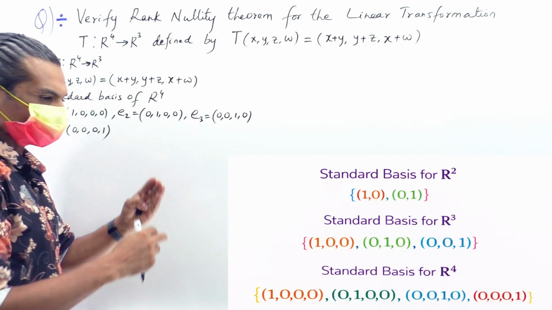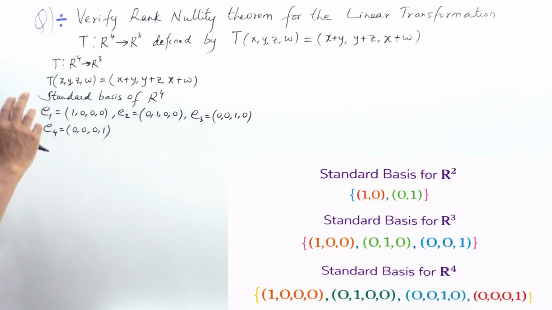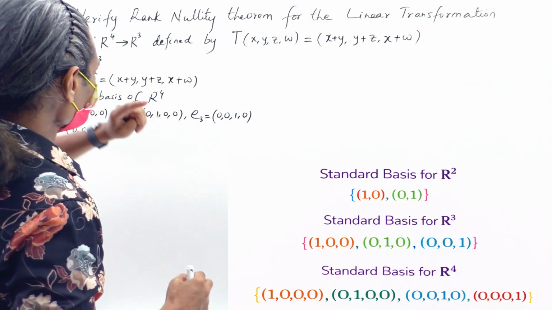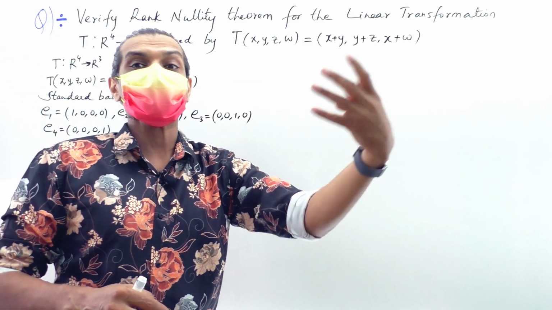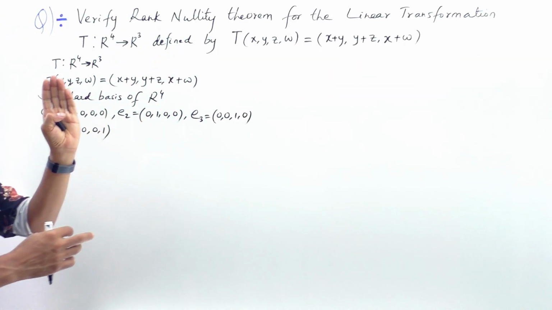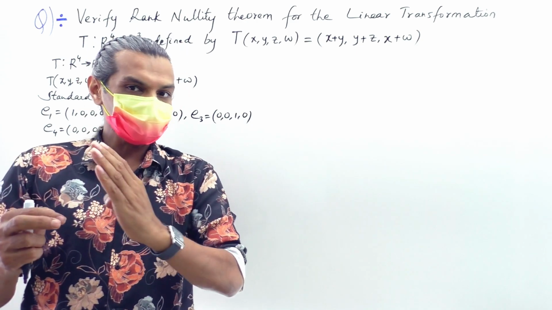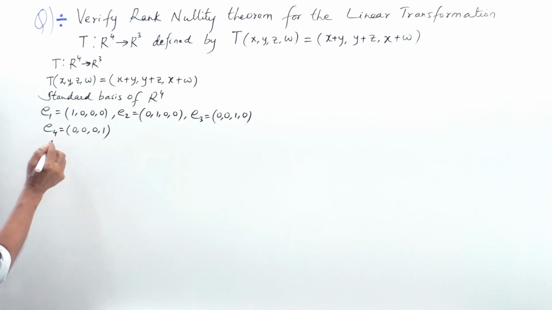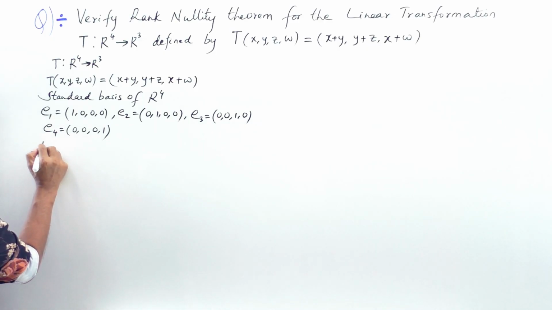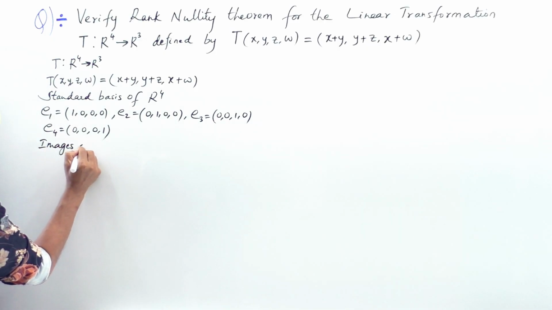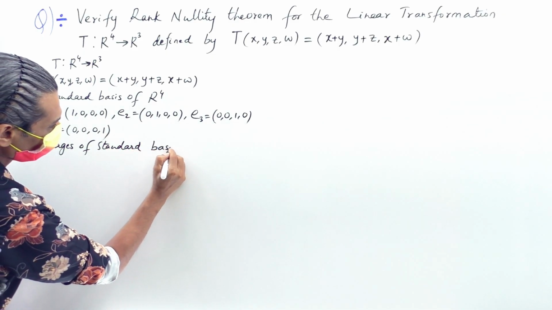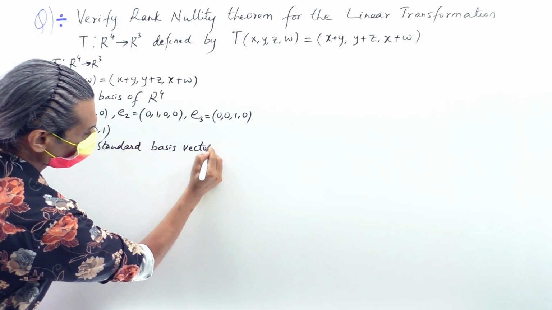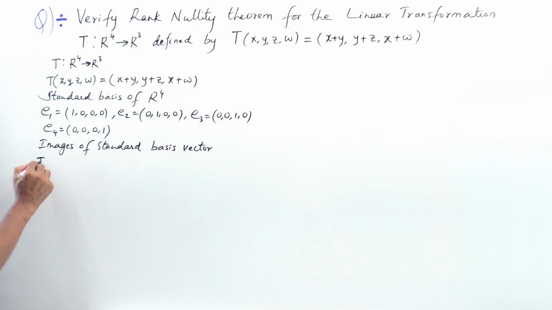After writing the standard basis, I'll find the images of the standard basis vectors, because the transformation given is (x + y, y + z, x + w). I'll find what each represents. That is, I'll find T of E1, T of E2, T of E3, T of E4. So I'll write here: images of standard basis vectors. First is T of E1, equal to what?